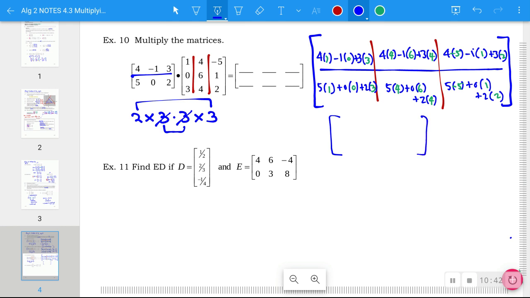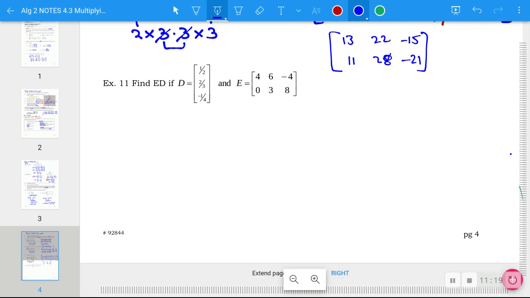Top left is going to be 4 plus 0 plus 9, 13. The next one is going to be 16 minus 6 would be 10. 10 plus 12 would be 22. And I'll leave the calculating to you. It's going to be 15, 11, 28, 28, and negative 21. Okay, so that one is done.